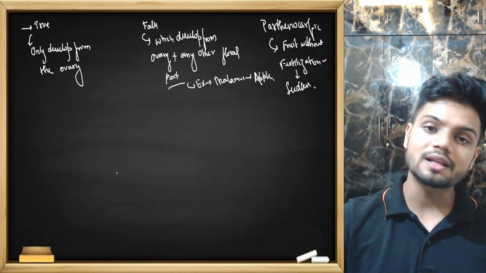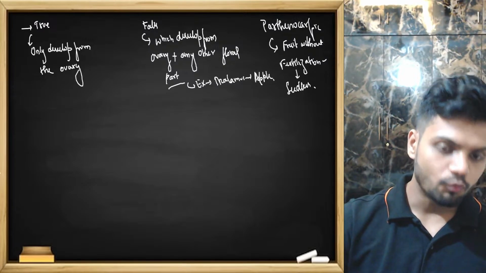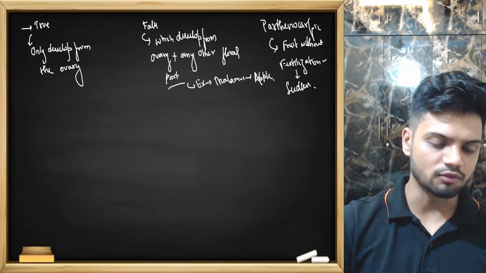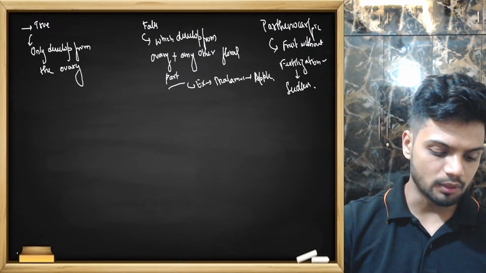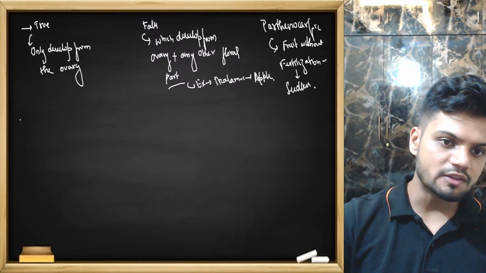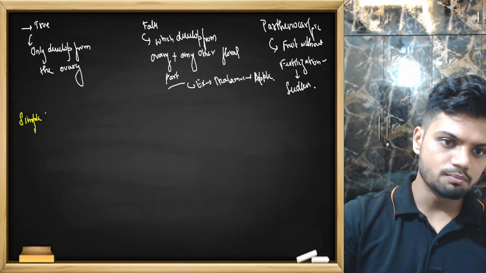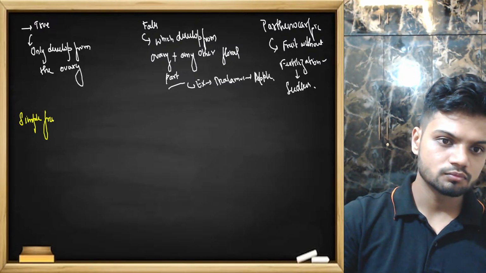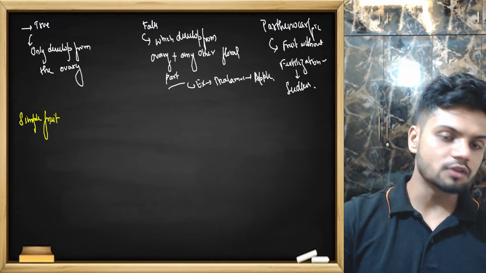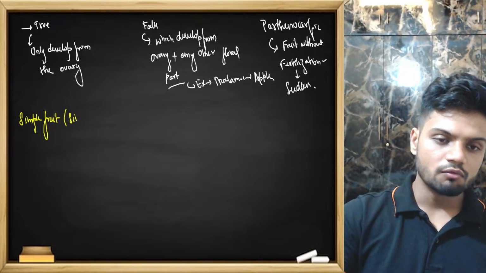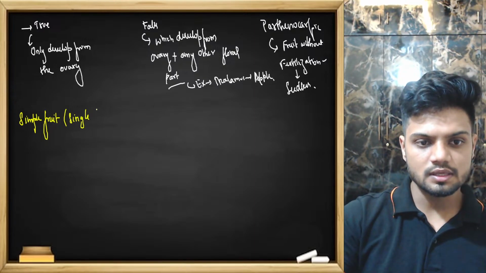Now, students, there is one more classification. You want to learn? Very simple classification. I'll write it down for you. One more type of classification. We have something called simple fruit. Simple fruit is a fruit which develops from a single flower.